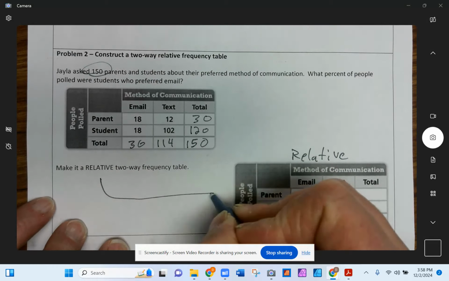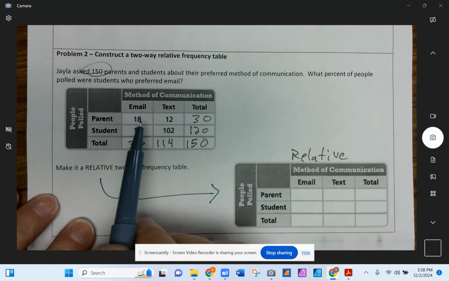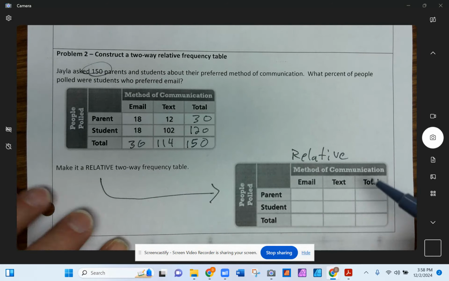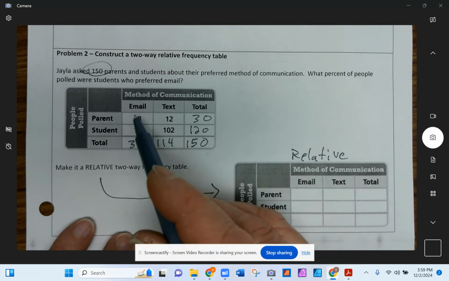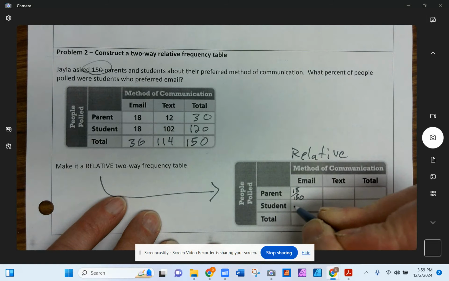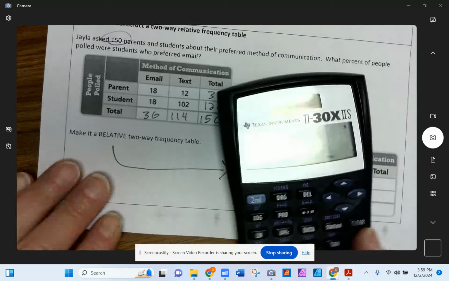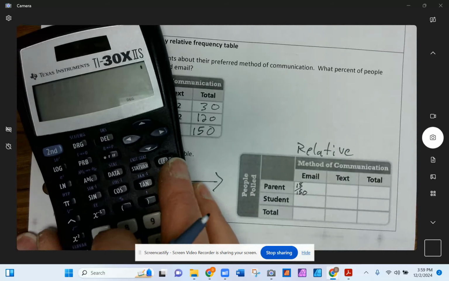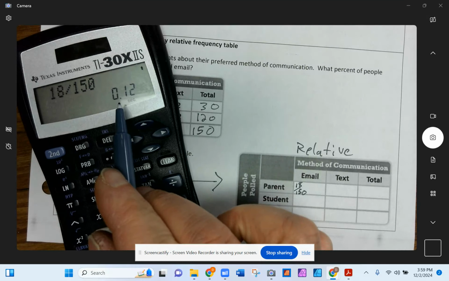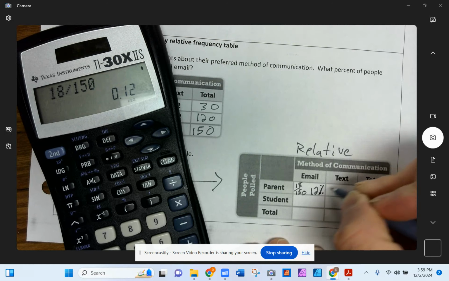Now, make it a relative two-way frequency table. All we're going to do here is compare these percentages. We're going to figure out percentages for each one, right? So for email, we're going to take that 18 divided by 150. I'm just going to use a calculator for this. There we go. It's not too bad. So 18 divided by 150 gets us to 12%. We just move our decimal point. Right? And that's what we do.